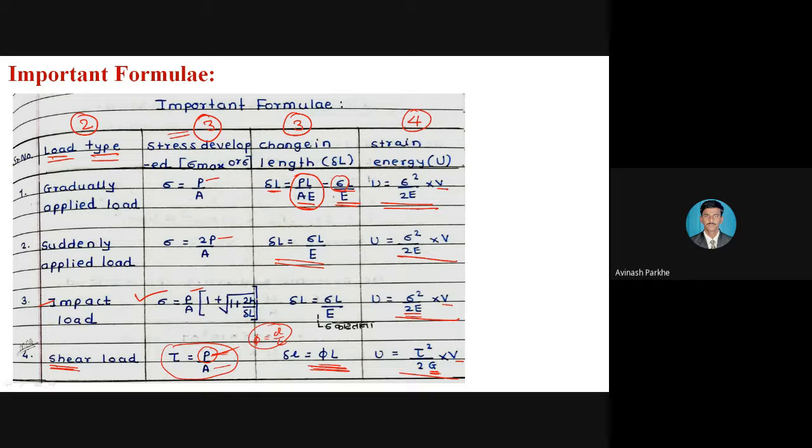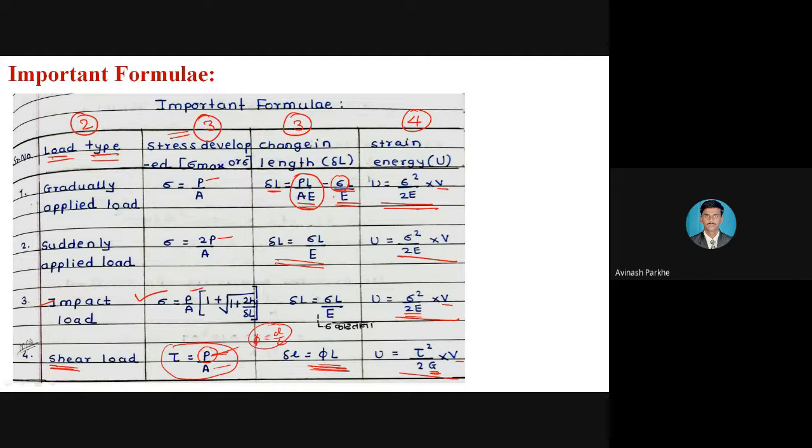Okay. So in the last lecture, this particular table I gave just for your reference. This table indicates the important formulas to solve the numericals based on the strain energy. The second column represents the type of loading. The third column represents the stress developed in that particular body, that is sigma is equal to. The next column is the change in length. To calculate the change in length, the formula is delta L is equal to sigma L upon E. This formula is the same for all the three conditions.